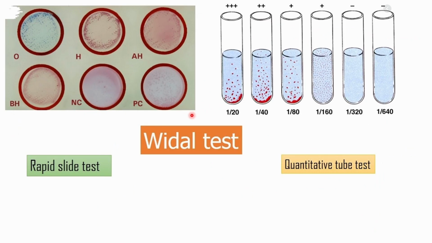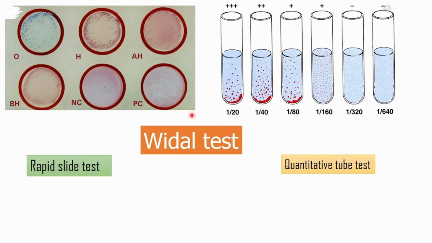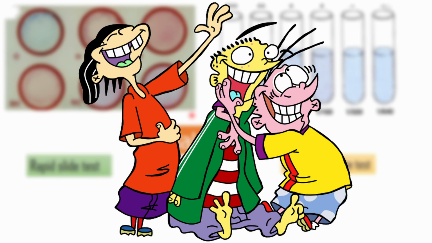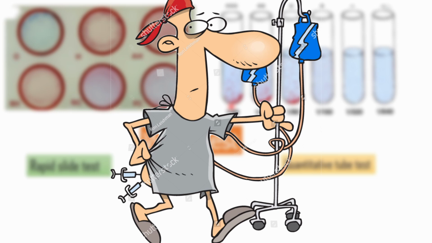Is that the only bacteria causing enteric fever? No. There are other brothers of this bacteria like Salmonella paratyphi A, Salmonella paratyphi B, and also C. But we will be talking about Salmonella typhi and his two brothers, Salmonella paratyphi A and Salmonella paratyphi B. So what essentially happens in the Widal test, I'll tell you. Let's suppose a patient has come to you with some fever and you suspect he has enteric fever, that means Salmonella typhi infection.